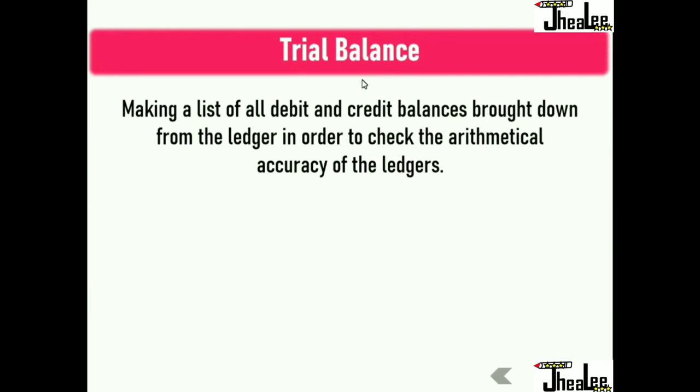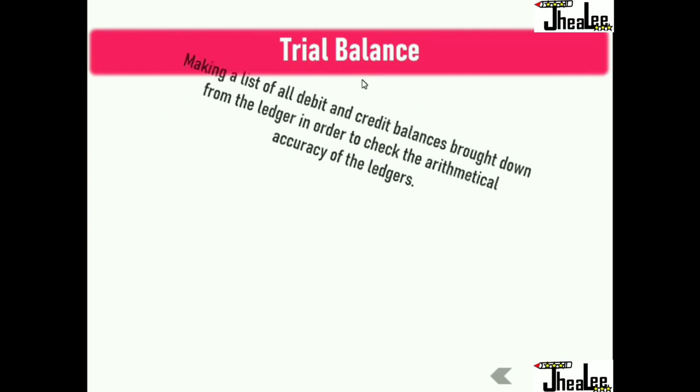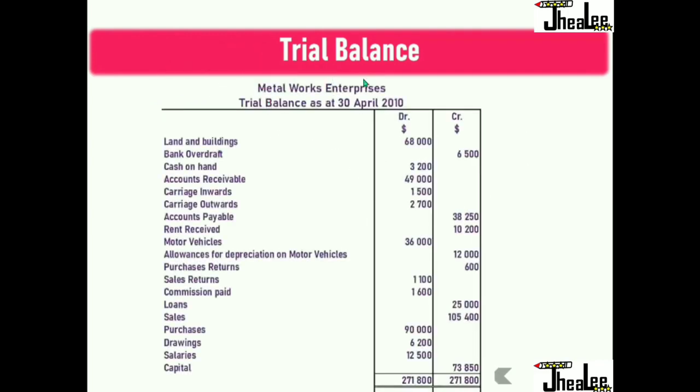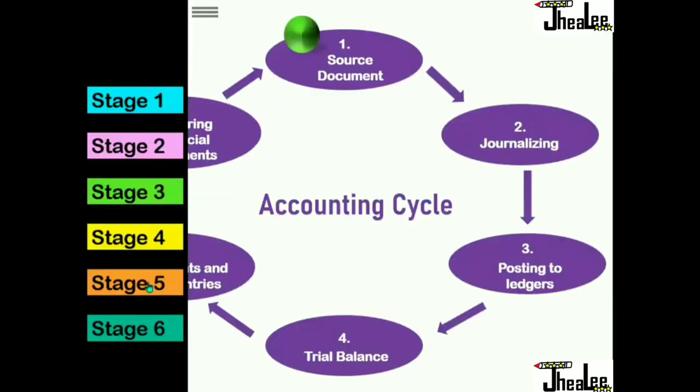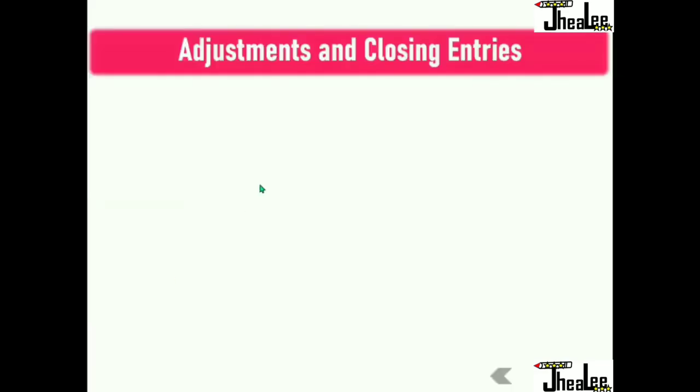Okay, so here is an example of a trial balance. You have the name of the business, the type of document you prepare. You're seeing a list of accounts and their balances. The balances are taken from the respective ledger accounts, and if it is a debit balance, you'll use the debit column. If it's credit balance, you would use the credit column, and at the end of it, you would then total. We're now going to look at stage 5, and that is adjustments and closing entries.